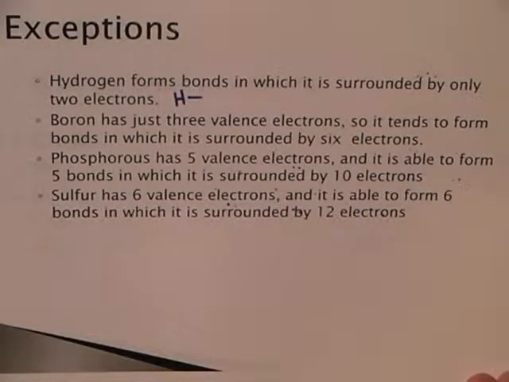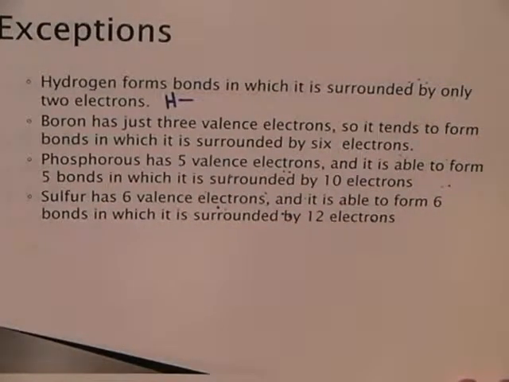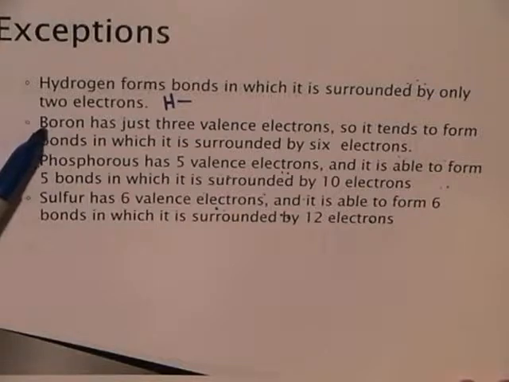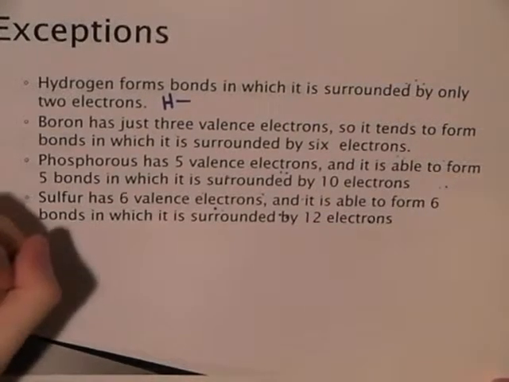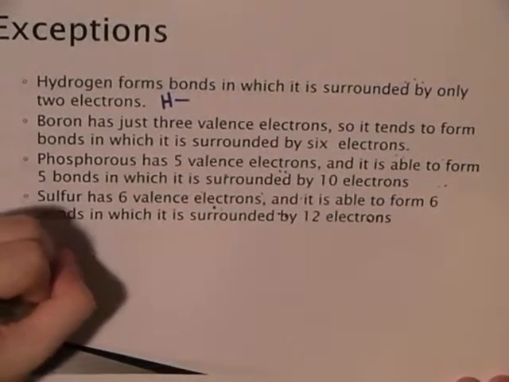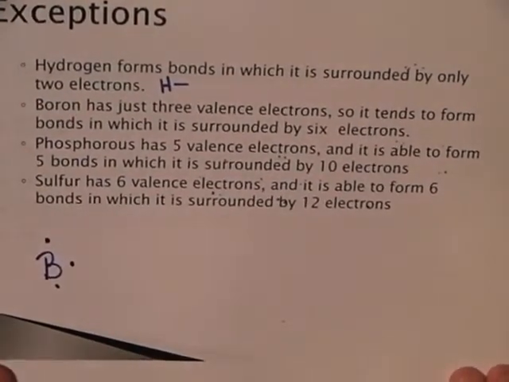Next exception. So if you look at the periodic table, boron's the only element in group 3A that's a nonmetal, right? Aluminum, gallium, germanium. Those are all metals. Boron's the only nonmetal, so it actually has to break the rules as well. So if we draw boron, and I'll do that down here, if it's in group 3A, how many valence electrons does boron have? Good, it's got 3.